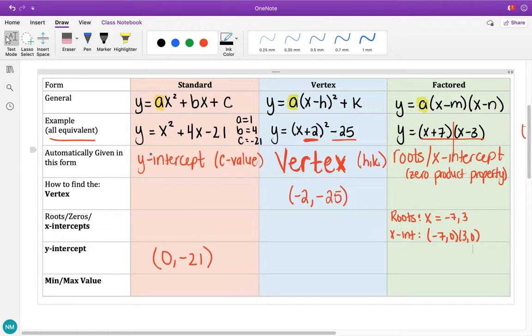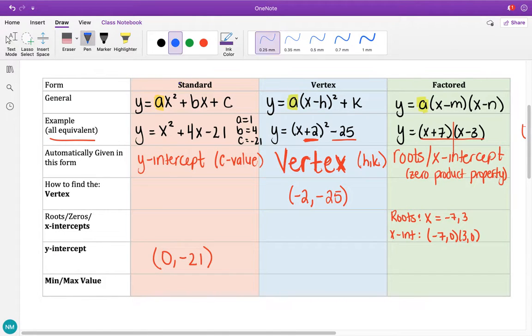So if a quadratic function is given to you in standard form, immediately you know your y-intercept. If it's given in vertex form, immediately you know your vertex, and in factored form, immediately you can find your roots. Okay, so I'm going to talk about how to find these exact things.